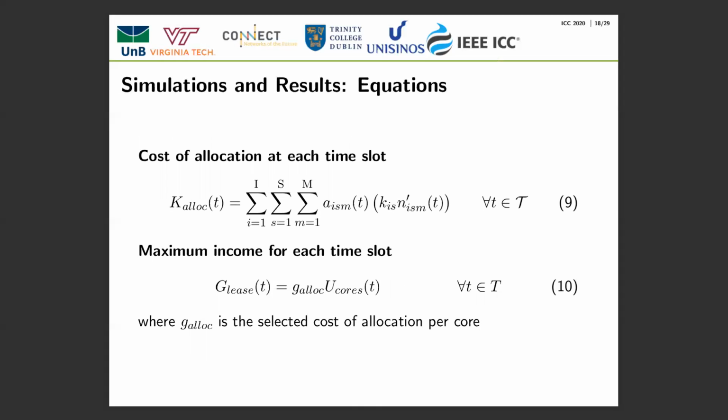And lastly, the maximum income for each time slot, which is obtained by multiplying the number of idle cores by a constant defined by the operator, which represents the price of leasing. In our experiments, we define this constant as half of the price of allocation charged by Amazon for 1 core of a C5 instance.